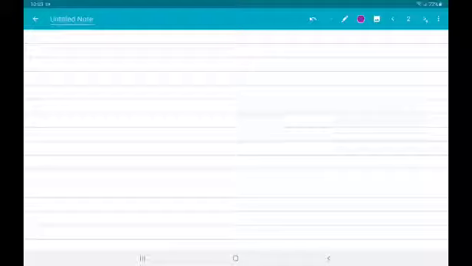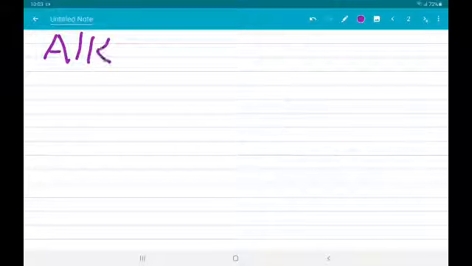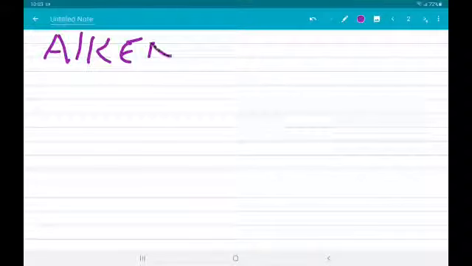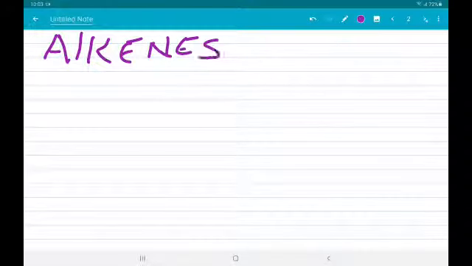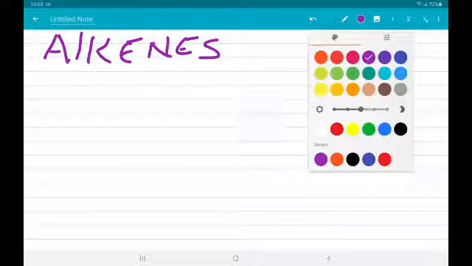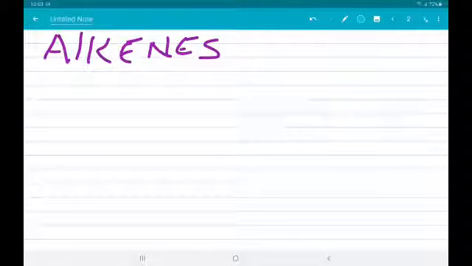So children, we have seen how a single bond exists in the alkane hydrocarbons. Now let us talk about the next category of hydrocarbons, that is the unsaturated. And under unsaturated, what is the first one? The first one is the double bond hydrocarbon, which is called alkenes. These alkenes contain a double bond.